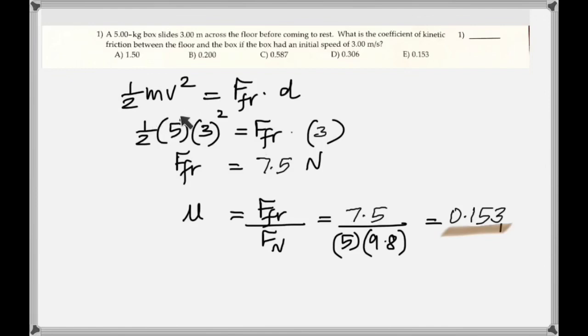So kinetic energy is equal to the work against friction. And all you have to do is plug in the given numbers, calculate friction first, and then once you get friction, you know that the coefficient of friction is the force of friction by the normal reaction. And the normal reaction here is mg because it's on a flat surface. So that's number one.